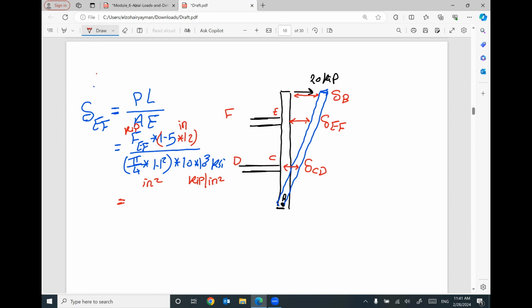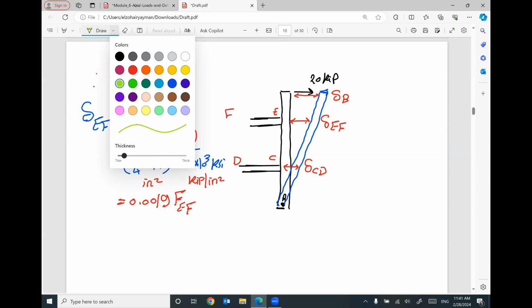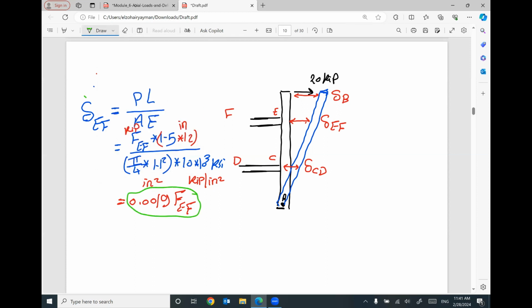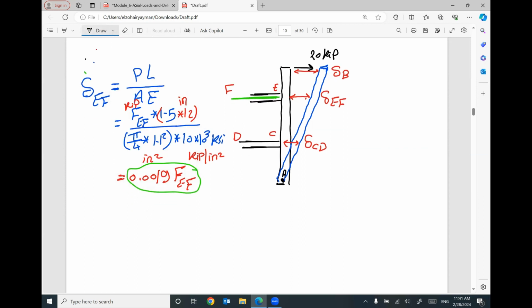So this elongation should be 1.5 times 12 divided by pi divided by 4 times 1.1 squared times 10 times 10 to the power 3. This number equals 0.0019 FEF. That makes sense? So I found the expected elongation in member EF as a function of the force in this member. The same, I will repeat it for the elongation in member CD, which will equal PL divided by AE.